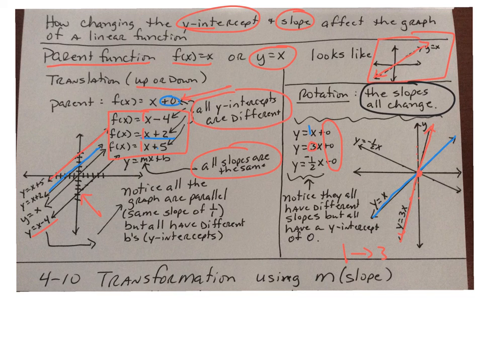And then finally, if you look at this next one, you'll notice that it's a negative 1/2. Well, my slope is now down 1 to the right 2, down 1 to the right 2, or conversely up 1 to the left 2, and it helped me create this line. So they all have the same y-intercept right here in the middle, but the slopes change. So that's what causes them to rotate.